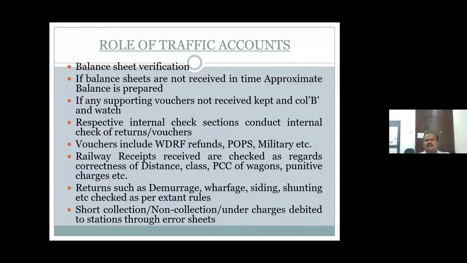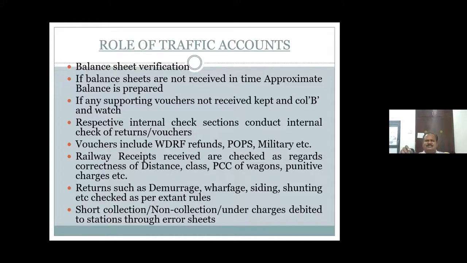If balance sheets are not received in time, approximate balance sheets are prepared. Every station, every balance sheet is to be submitted. The periodicity of the balance sheets to be submitted is monthly. So a monthly balance sheet is to be submitted to the traffic accounts office, reflecting the total monthly earnings of a particular station, and after the study it will be reflected and sent to the accounts. Sometimes, there is a possibility, RMA stations are there. There may be a possibility that balance sheets are not received.